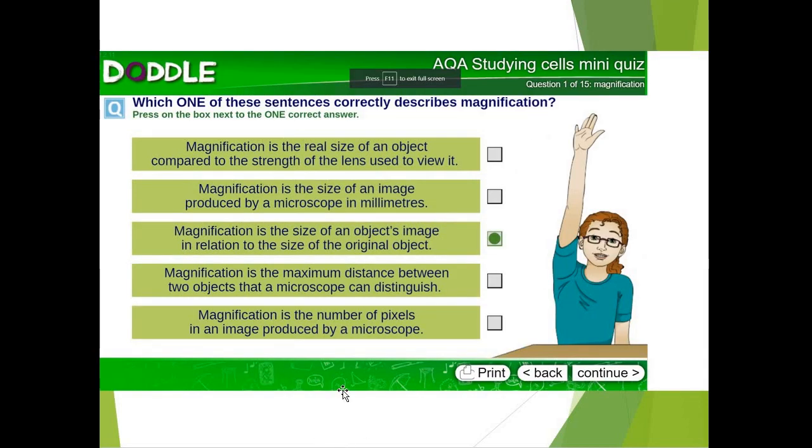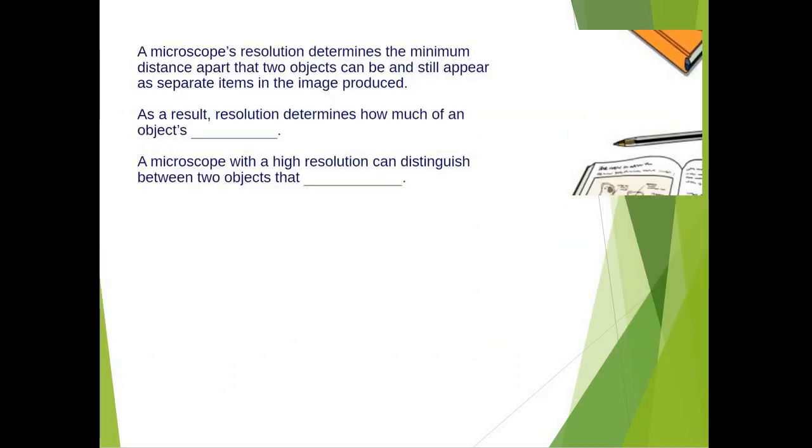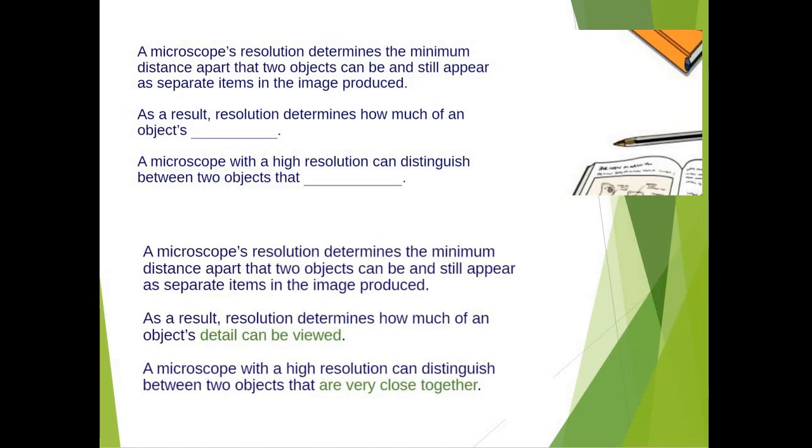Okay, so the one that's correct is magnification is the size of an object image in relation to the size of the original object. So it's that relationship between the two. How much bigger does it appear? Okay, next question. Okay, so resolution is how much of an object's detail can be viewed. Now this is a very crude, a very basic way to explain it. I would advise always saying resolution is the ability to view 2 objects as separate entities, but this is kind of a generalistic detail can be viewed. And finally, a high resolution, what can it do? Well, it can tell us 2 objects that are very close together apart.